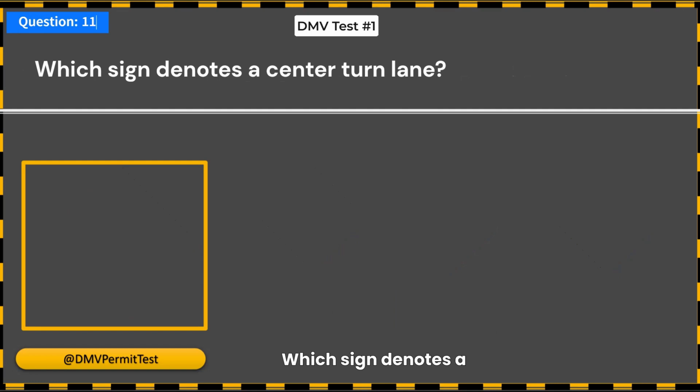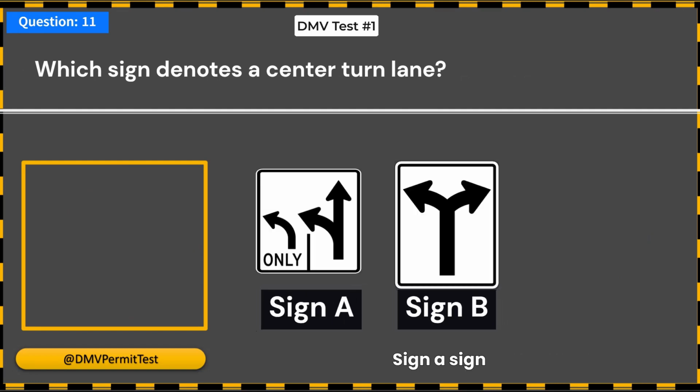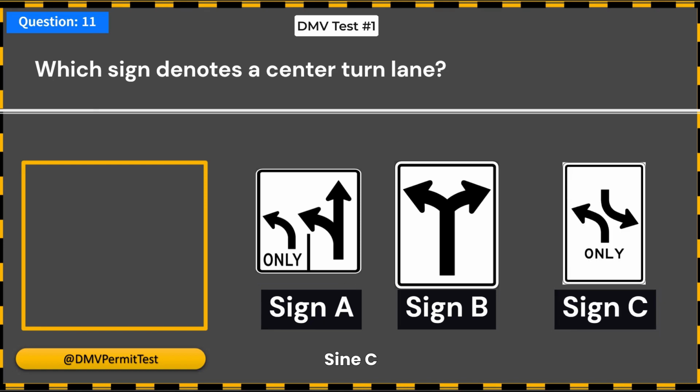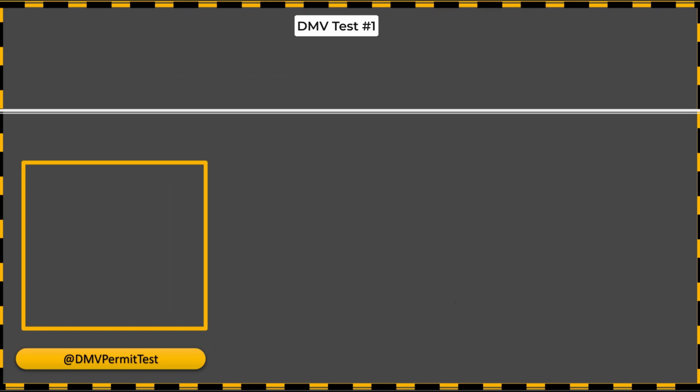Which sign denotes a center turn lane? Sign A. Sign B. Sign C. Correct answer, sign C. The sign in option C and the sign inside the box are the same. These signs are called center lane left turn only. This sign indicates where a lane is reserved for the exclusive use of left-turning vehicles in either direction and is not to be used for through traffic or passing.